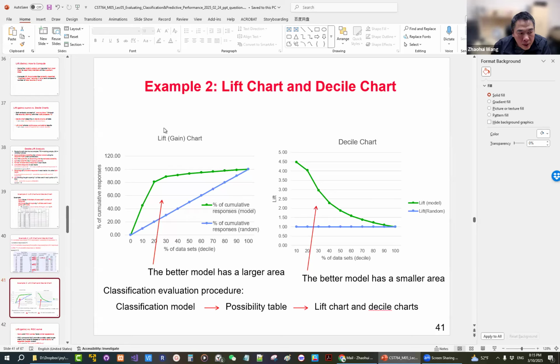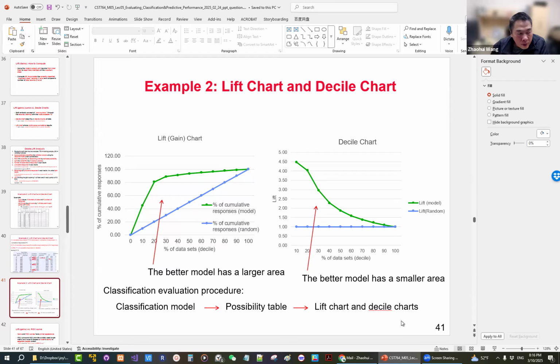So we can realize this lift chart and decile chart using this procedure. First, we make the classification training, then apply the classification on the validation data. Then we use the probability of the output to make a sorting. Then we can obtain the lift chart and the decile chart.